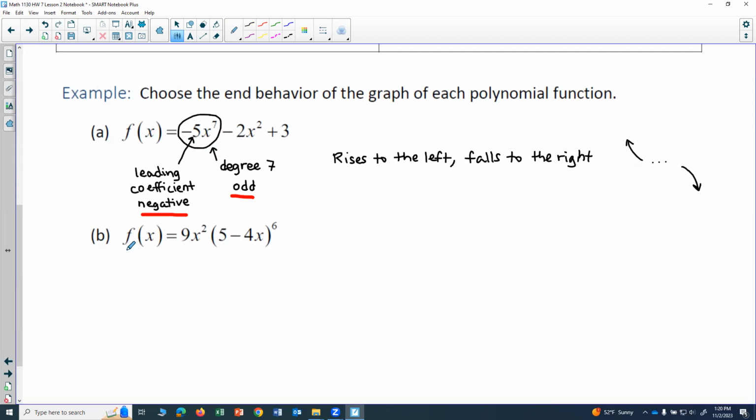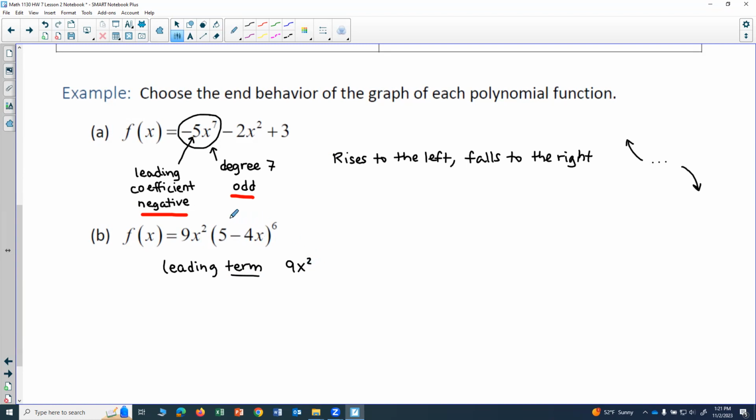All right, this next one, f of x equals 9x squared times the quantity 5 minus 4x quantity to the 6th power. So what I care about is the leading term of this polynomial. I don't care about the whole polynomial. I don't want to multiply everything out, but I want to think about what the leading term would be. The leading term, I have that 9x squared.